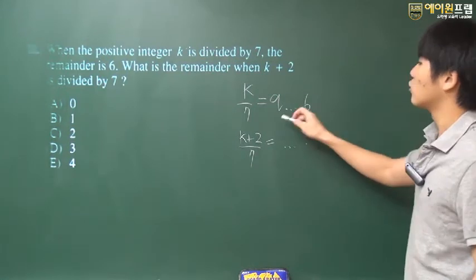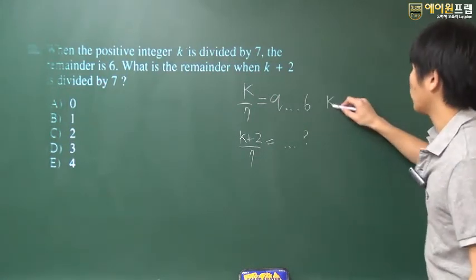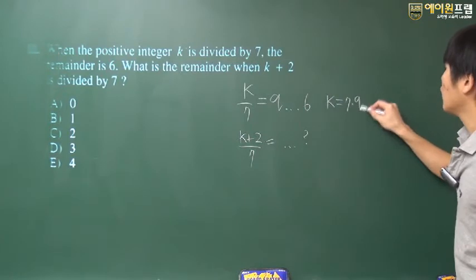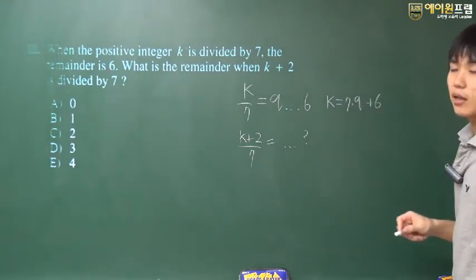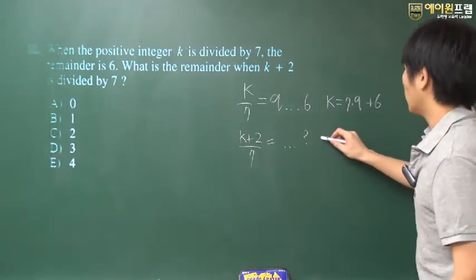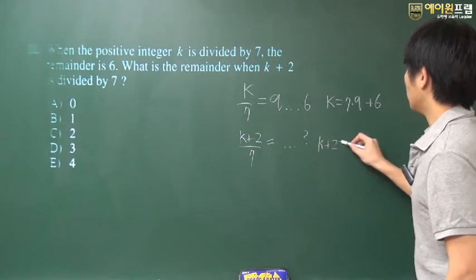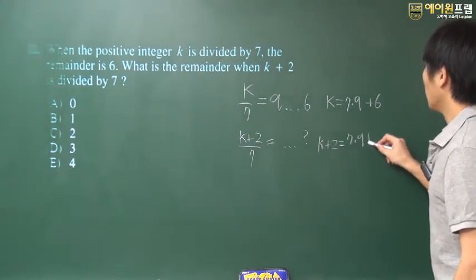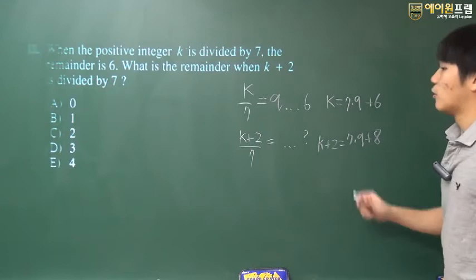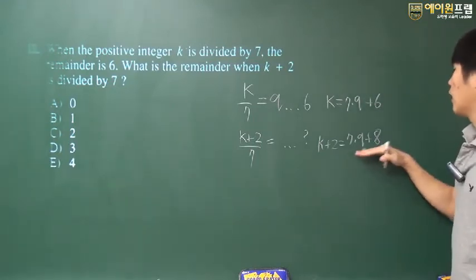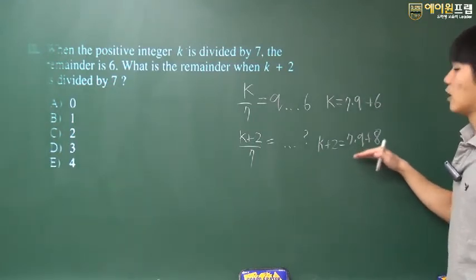So if I want to write k in terms of the quotient, okay? k can be written as 7 times the quotient plus 6, okay? So k plus 2 is equivalent to what? Then k plus 2 is equivalent to 7 times q plus 8, okay? So our new number k plus 2 is going to have 8 on top of it adding 7 times q.